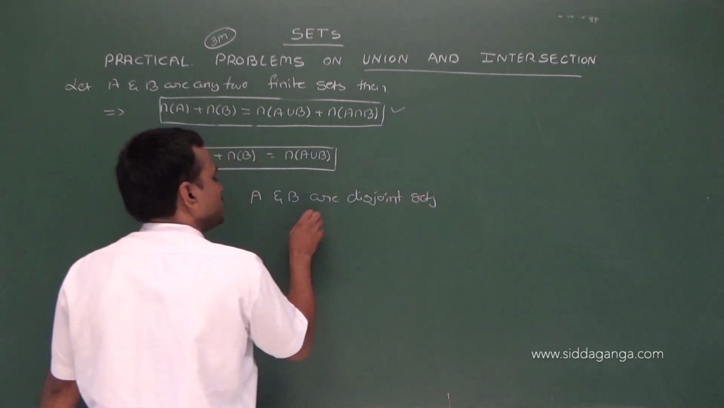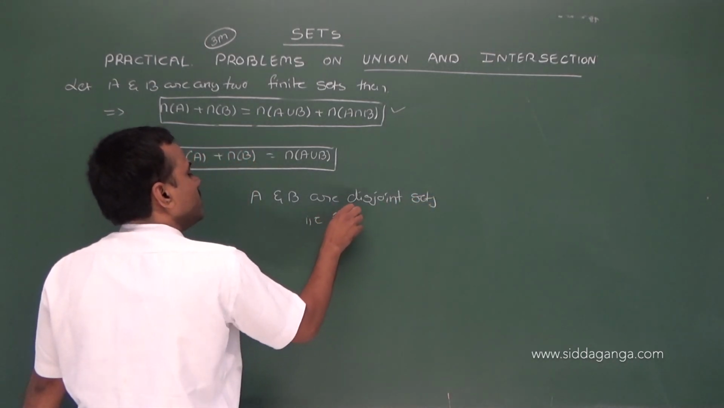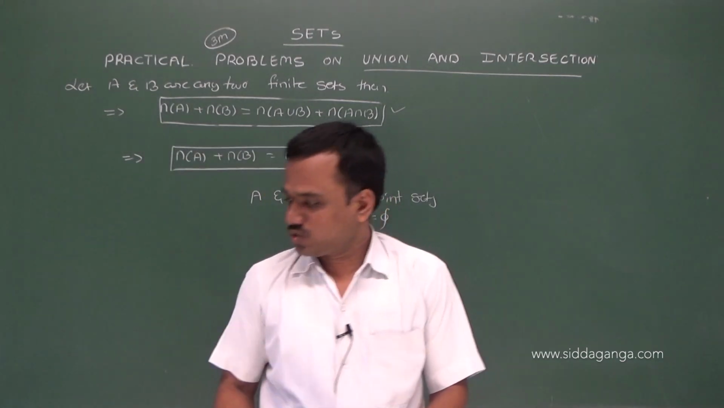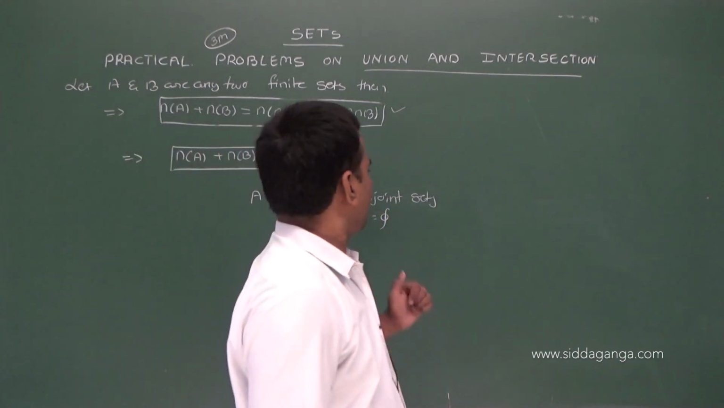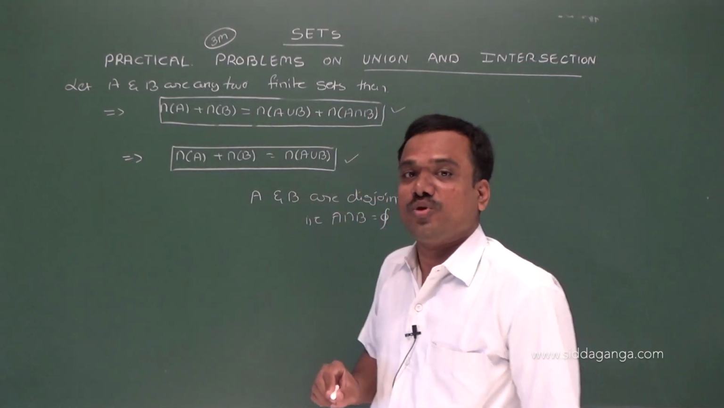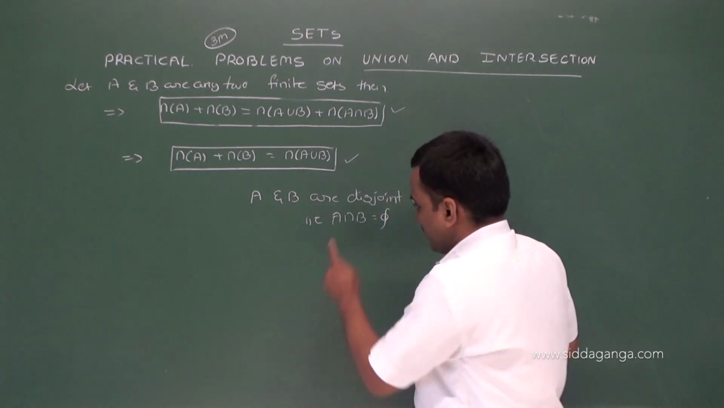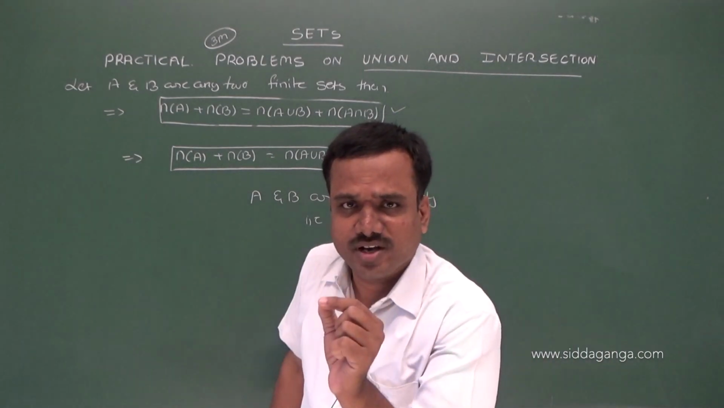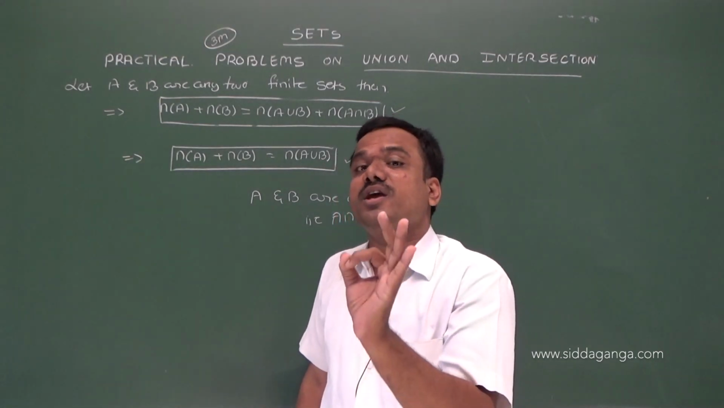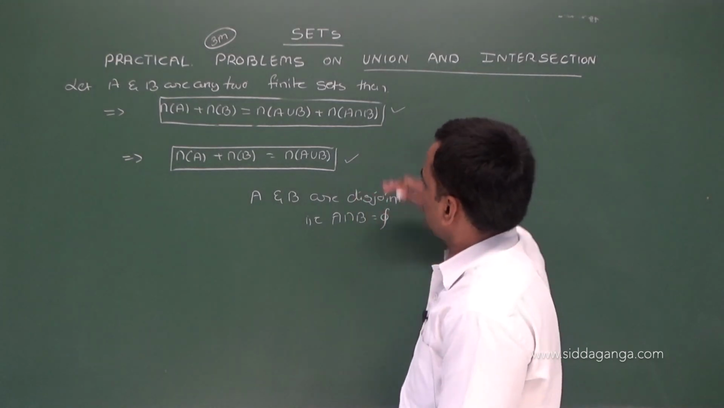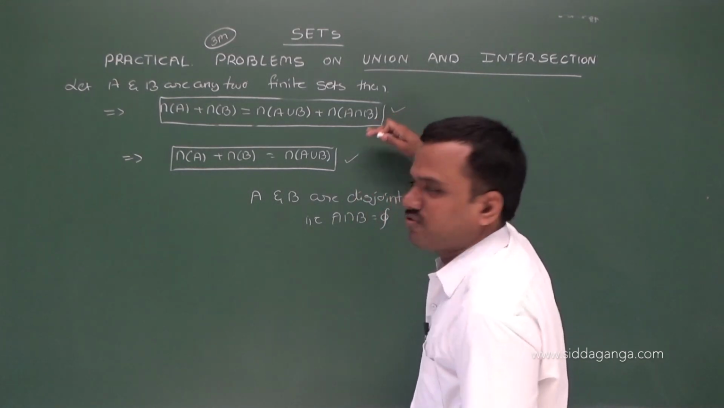Disjoint sets, that is, A intersection B is empty. This holds true only when A intersection B is empty. A intersection B is empty means A and B are what? Disjoint sets. These two are very important formulas.